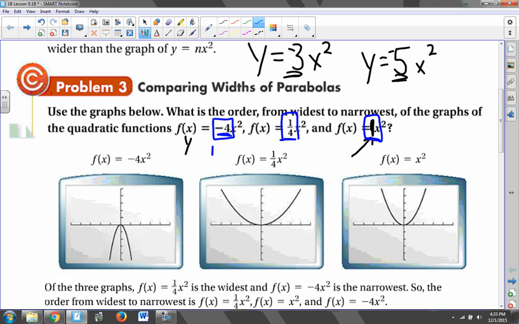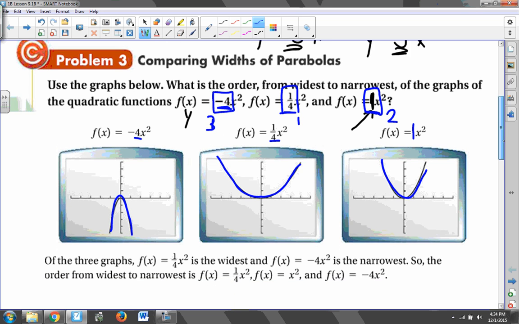So my order really from widest to narrowest is that's first. That's the widest because it's closest to 0. That's second. This one is third because it's farthest away from 0. And as we can see, that's actually true. Right? My widest parabola is here. That's my 1/4. Second widest is here. That's my 1. And my narrowest, my skinniest one is right there. That's my negative 4. Okay.